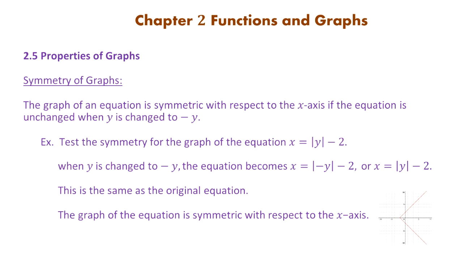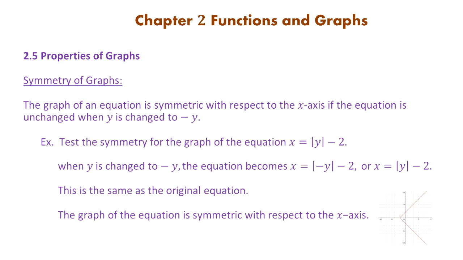That's just like a mirror on the ground. If you think about the water, that's a mirror on the ground, and we're talking about this kind of symmetry when we talk about the x-axis. One example is the equation x equals the absolute value of y minus 2. Remember, this is not a function, because you can have two values of y for each x value.